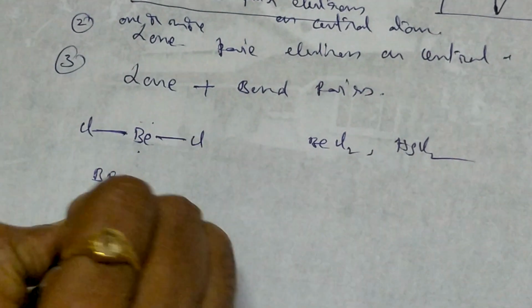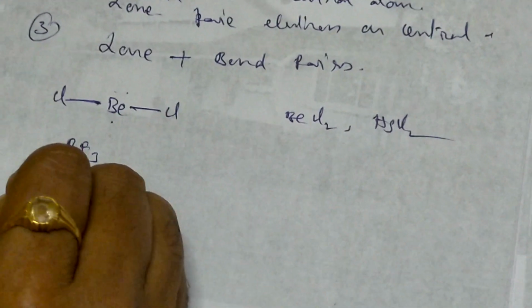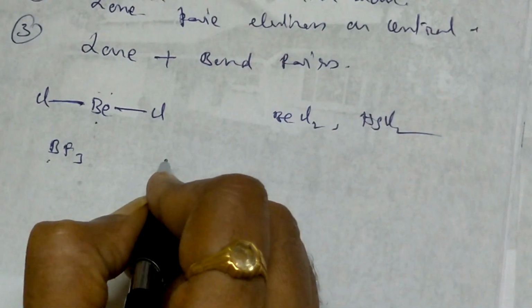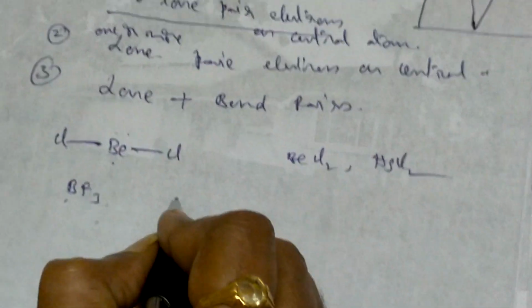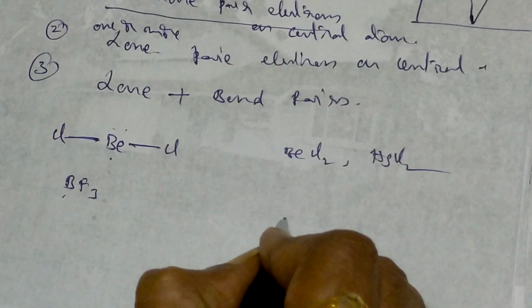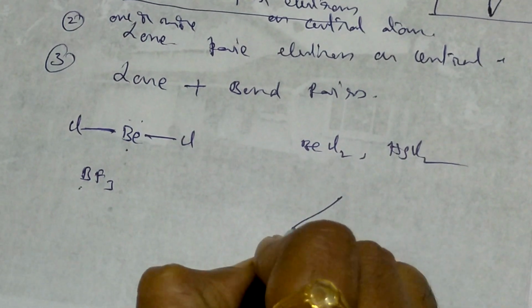Boron trifluoride. Boron has atomic number 5, so the configuration is 1s2, 2s2 and 2p1. The outermost shell has 3 electrons, so it is trigonal planar. A trigonal planar shape is like this.